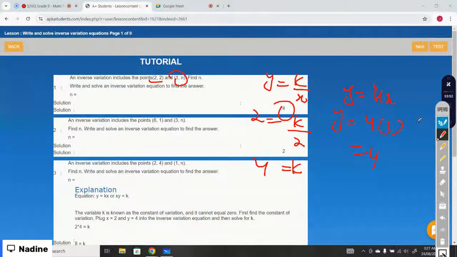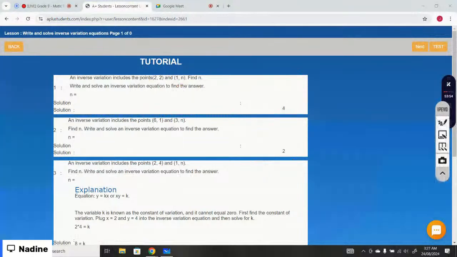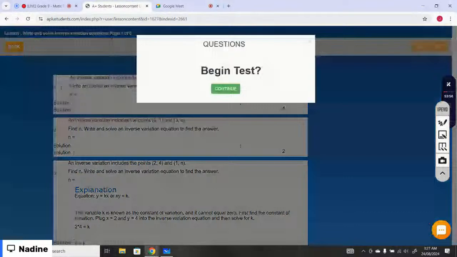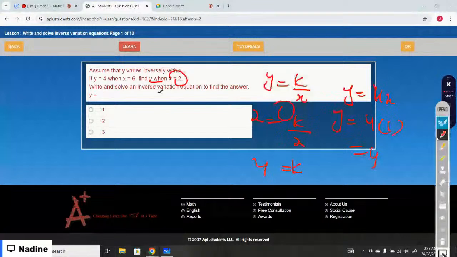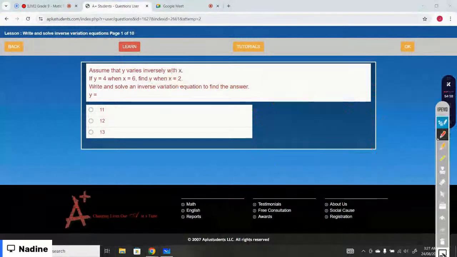Okay, so let's just start with the test questions. Assume that y varies inversely with x. If y equals 4 when x equals 6, find y when x equals 2. So you have y equals k over x, right?